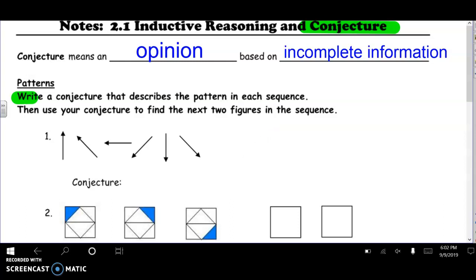I think these arrows are kind of spinning. This was up, and then it went to the left. Then it went down, and I think the next one is going to be exactly right. And then I think it's going to keep spinning. And the directions ask me to draw the next two. So really, I'm claiming those are my next two.